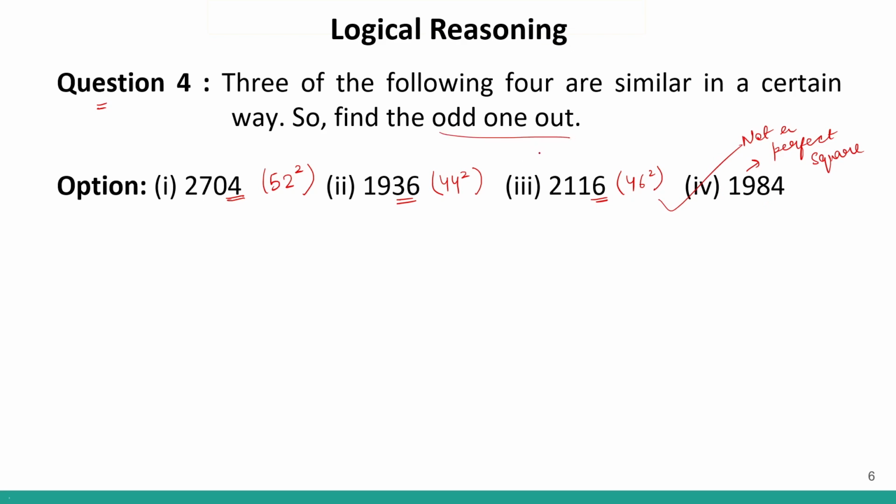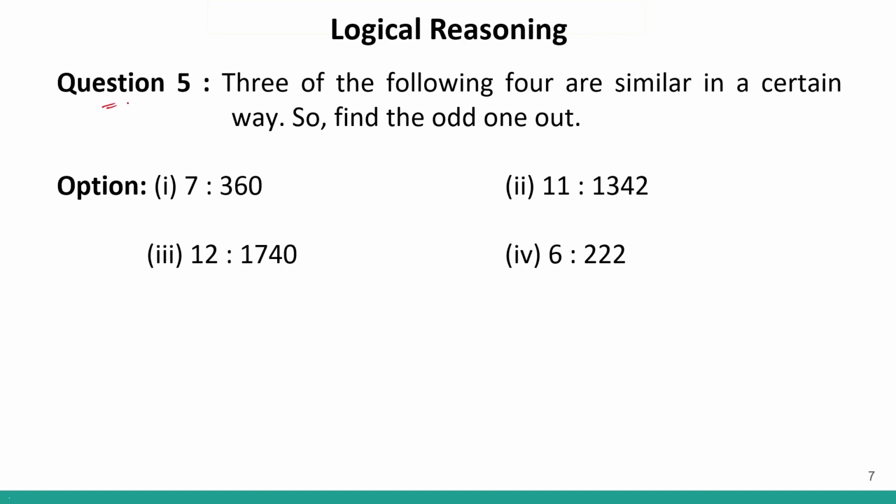Okay. Now let us move on to question number 5. Again, 2 numbers are given to us in each option, so they might bear a relationship. Now let us look at this first option. Here I can see this is 360. This is closer to 343. Similarly, this is close to 1728, this is very close to 1331 and this is very close to 216. So 1331 is 11 cube, 216 is 6 cube, 1728 is 12 cube and 343 is 7 cube. Correct?